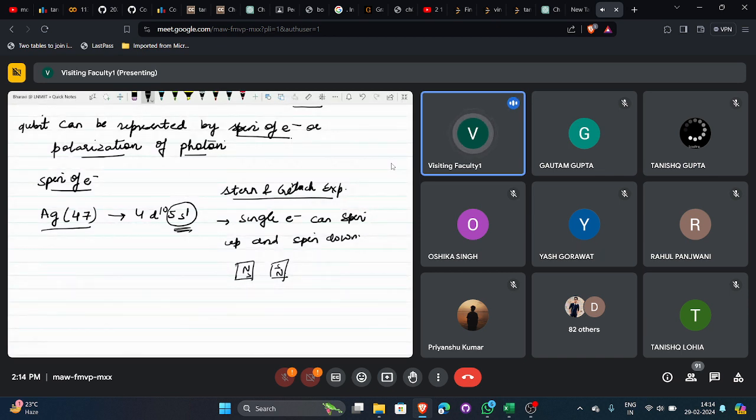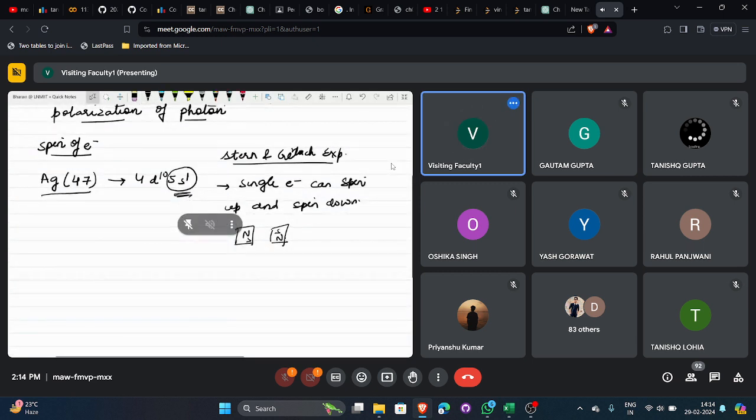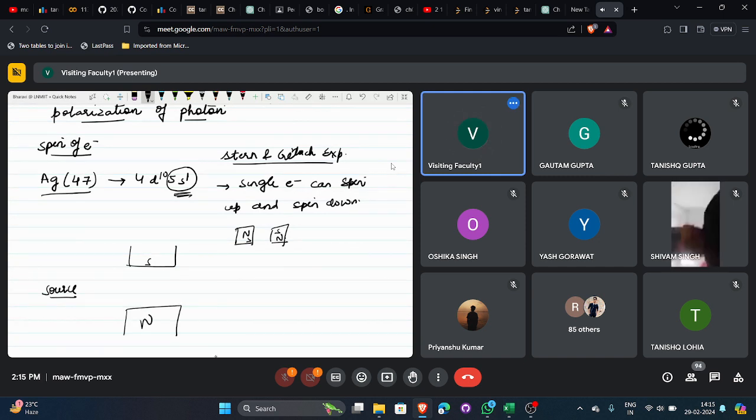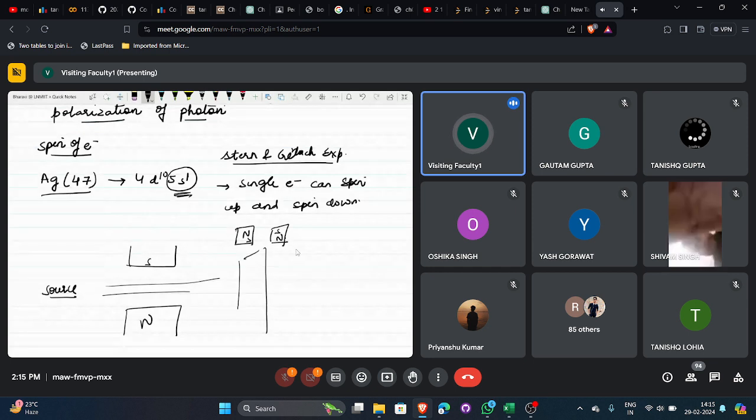Now, both scientists emitted silver atoms and passed them into bar magnets. They had a source which was emitting silver atoms, and then they placed bar magnets, and the beam went through, and there was a screen here.